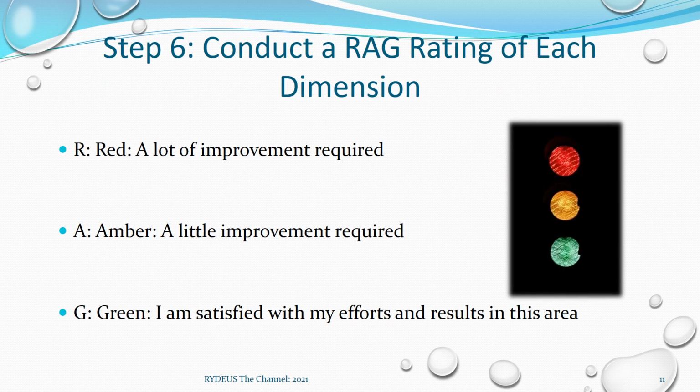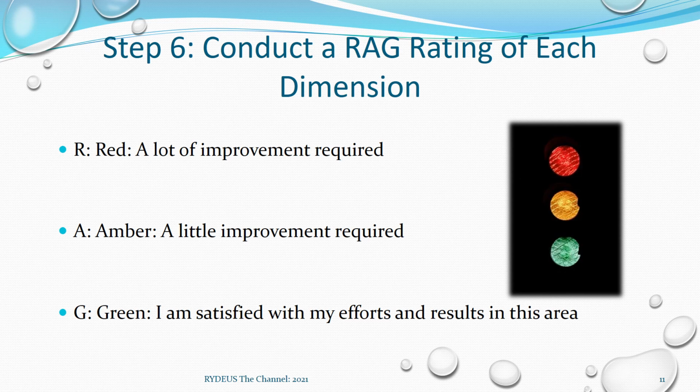In step 6, we're required to conduct a rating of each dimension. In personal development, we tend to use something called a RAG rating. And RAG is simply red, amber, and green, where red stands for a lot of improvement required, amber, a little improvement required, and green, I am satisfied with my efforts and results in this area.